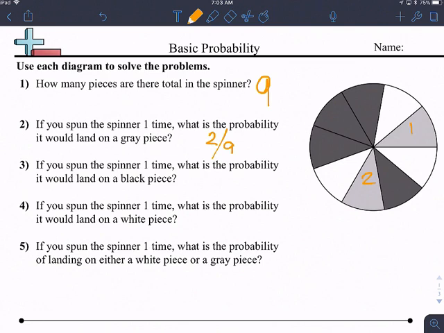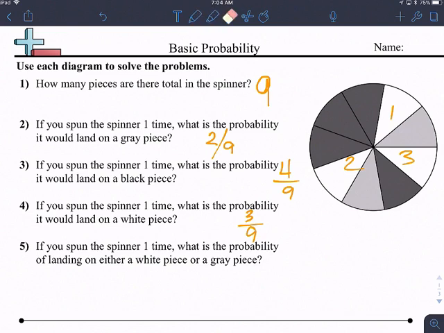If you spun the spinner one time, what is the probability that it would land on a black piece? Well, we have 1, 2, 3, 4 pieces that are black on the spinner, so that would be 4, again out of 9. If you spun the spinner one time, what's the probability it would land on white? 1, 2, 3 white pieces out of 9 total.